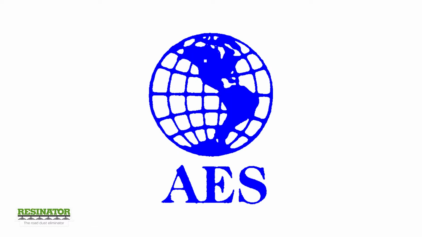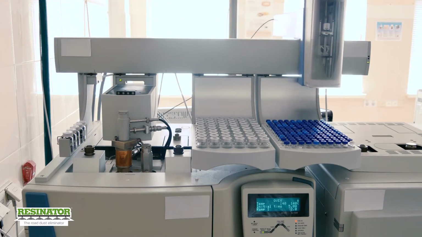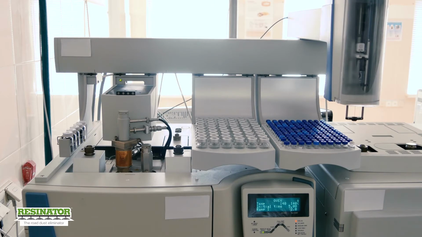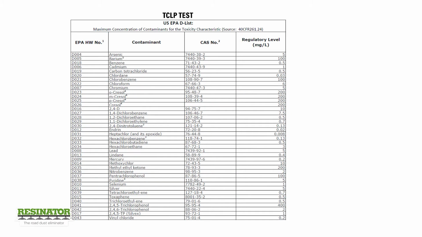Resinator was also evaluated by Analytical Environmental Services, an award-winning, nationally accredited environmental testing laboratory. AES tested the composition of Resinator to look for metals, volatiles, and other potential toxins. Resinator was tested for total metals and found to contain no heavy metals such as mercury, lead, or arsenic. Resinator was also tested for TCLP toxins and passed.